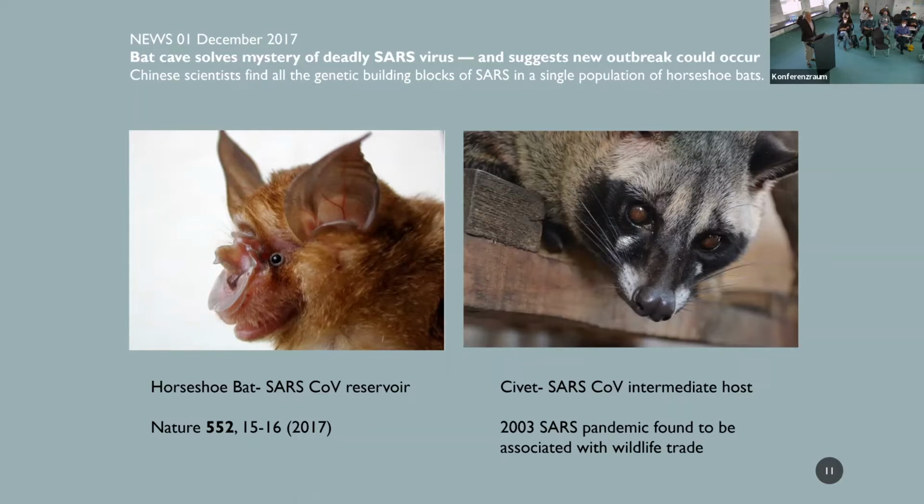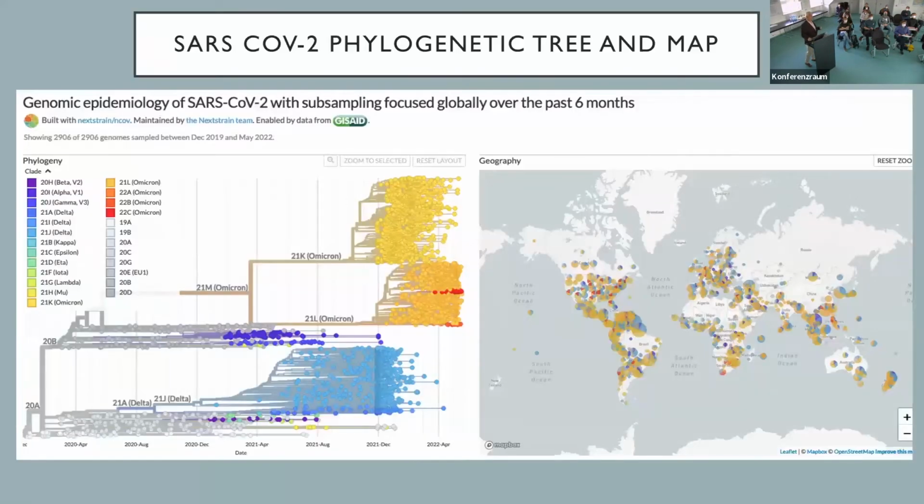Okay, so on the right is the civet, which was the intermediate host, and it was found to be associated with SARS-CoV-1. Okay, so I am going to talk a little bit about some of the things that were talked about yesterday here.